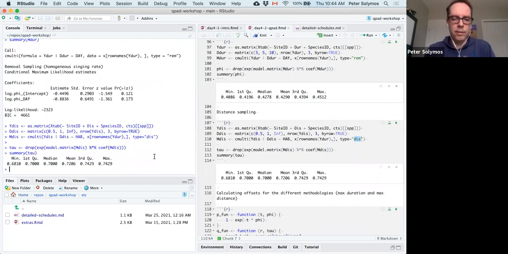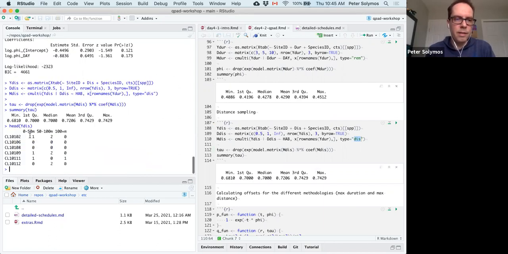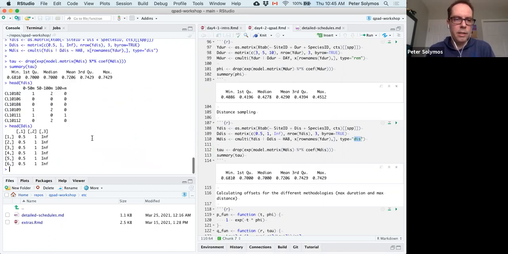Okay, it's done. So head of y: 0 to 50, 50 to 100, 100 and beyond. Corresponding d: 50 meter, that's 50 divided by 100, 0.5, 1 and infinity. These are the endpoints we need to provide. And then the summary of m.